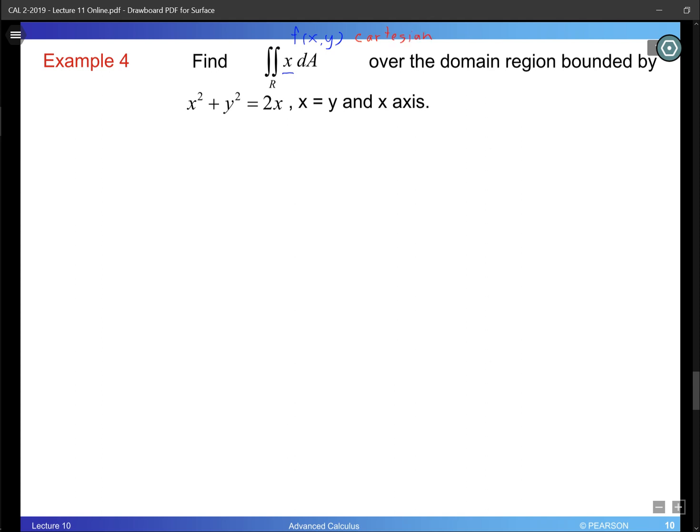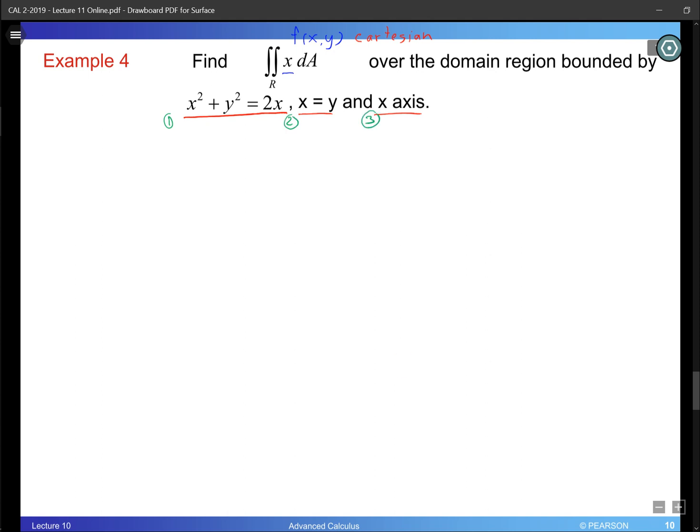Alright, and then it says that the domain region is bounded by some lines here, or you can say curves. So we have the first line, which is x squared plus y squared equal to 2x, and then the next one, y equal to x, or you can say x equal to y, is the same line, and the last line is the x-axis. Okay, 3 lines here, 1, 2, and 3.